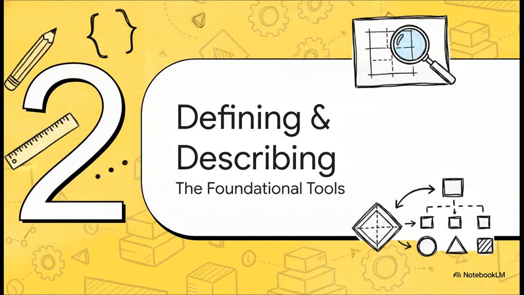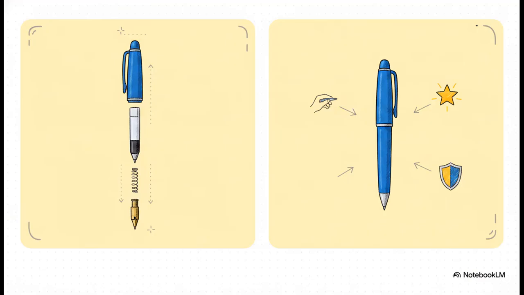Moving right along to Section 2, Defining and Describing, the Foundational Tools. Think about a completely ordinary object, like a ballpoint pen. What's really fascinating is how you can describe it in 2 totally different ways. You could organize it part by part, detailing the barrel, the ink cartridge, the tip mechanism, the grip. This is absolutely perfect for something like a repair manual, where the user actually needs to know how the physical pieces fit together. Or, on the flip side, you can use a characteristic by characteristic approach. That means focusing on its durability, writing performance, comfort, and portability. You'd use that for a buyer's guide, where the reader is trying to figure out if the pen fits their lifestyle. It all comes down to what your reader is actually trying to achieve.